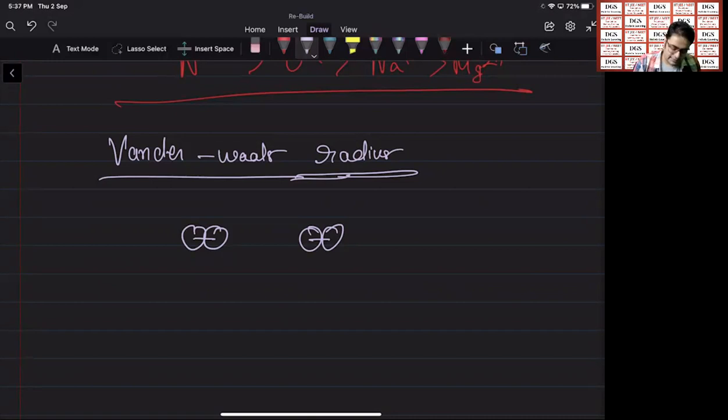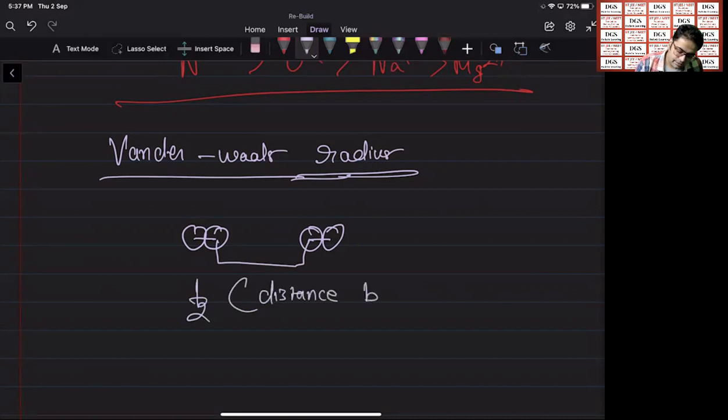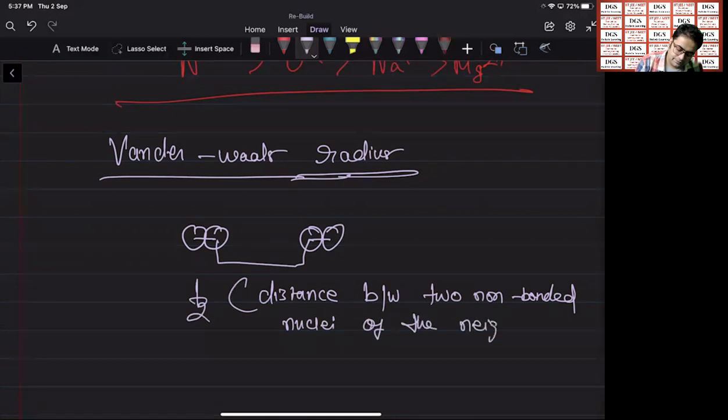So Van der Waals radius is half of the distance between two non-bonded nuclei of the neighboring molecules.